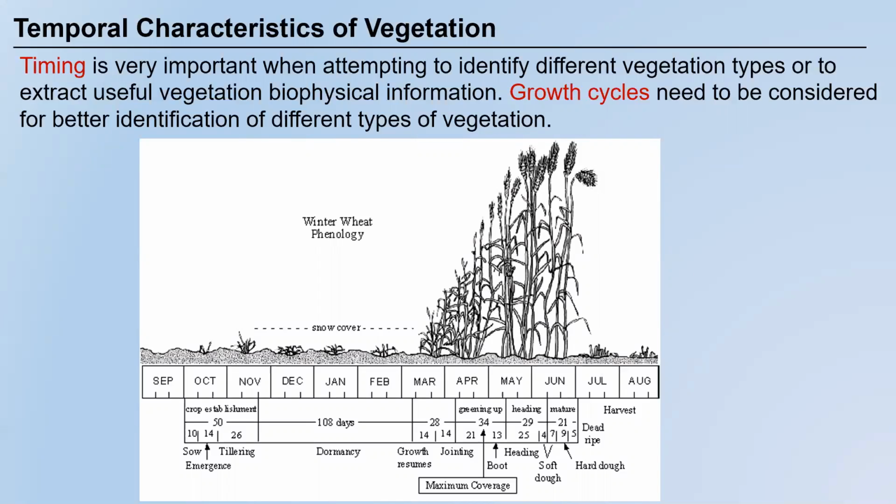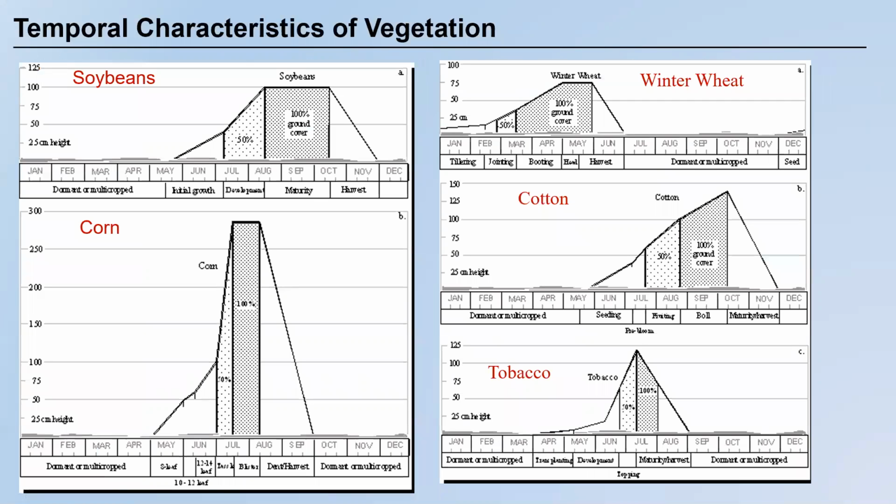And for different crops, for different types of vegetation, life cycles are totally different. Here we have five figures showing you life cycles of five types of vegetation. For example, soybeans, corn, winter wheat, which we talked about a little bit, and cotton, tobacco. They're all crops. They're all closely related to our life, to the economy, right?